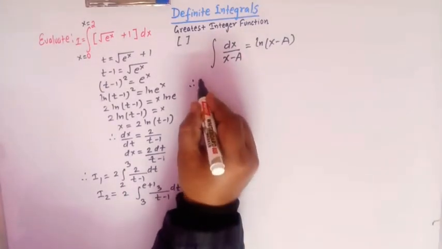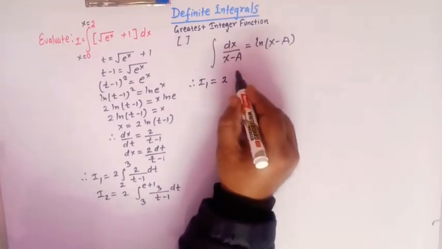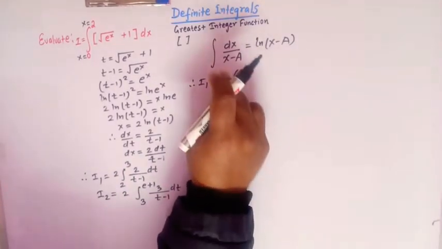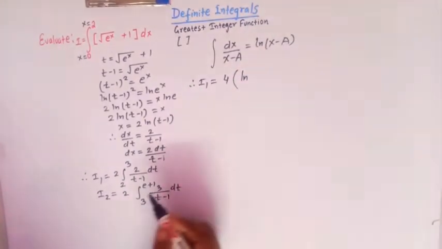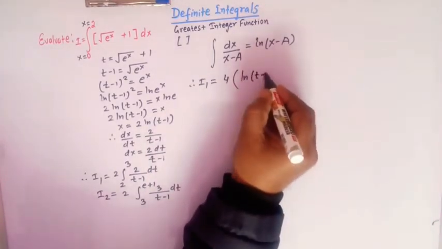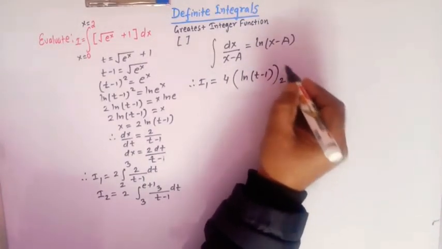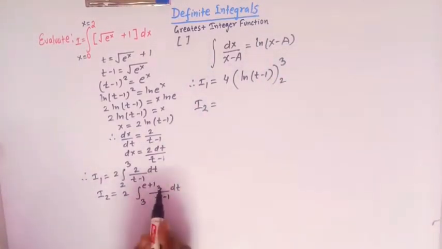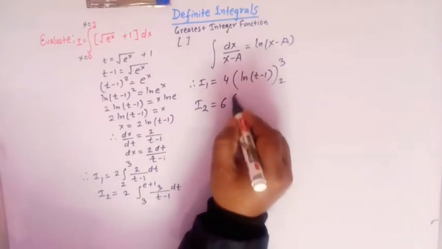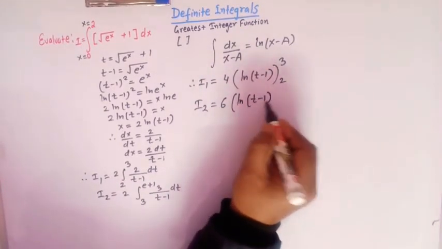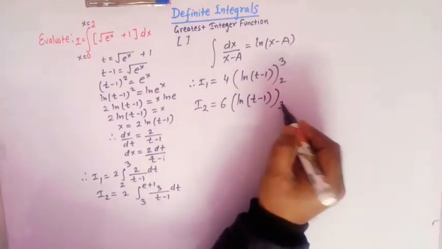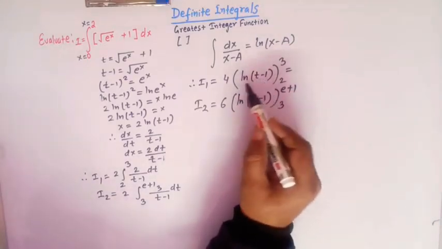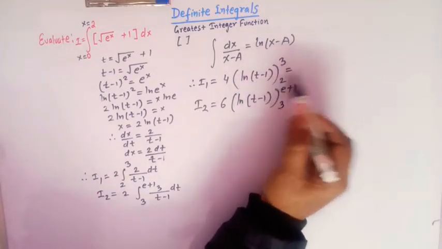So therefore I1 is equal to 2 times, and we have log of, see here we have this 2, so this factor becomes 4, and we have log of t minus 1, and limits are from 2 to 3, right? And I2 becomes, here this factor becomes 2 3s are 6, and here we have log of t minus 1, and the limits are from 3 to e plus 1, right? Now here we can substitute the limits and we'll take the difference.